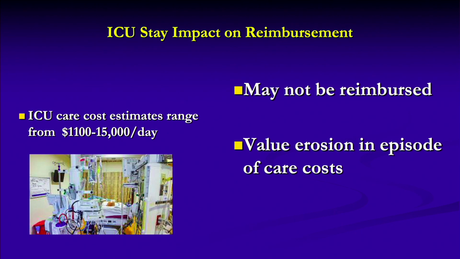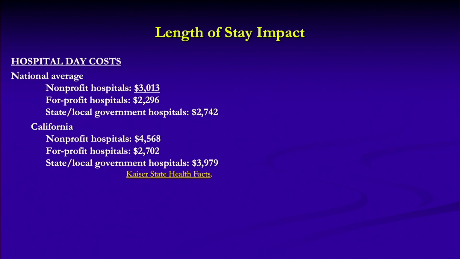Importantly, these additional costs, whether it's blood transfusions, ICU stays, may not be reimbursed. There's a value erosion in the episodic care costs. The length of stay impact is real, and as I mentioned earlier, the cost of care is going up substantially, heavily on a human resource basis. These are some of the more recent numbers on daily costs of being in the hospital, so the extra days really do add up quickly.